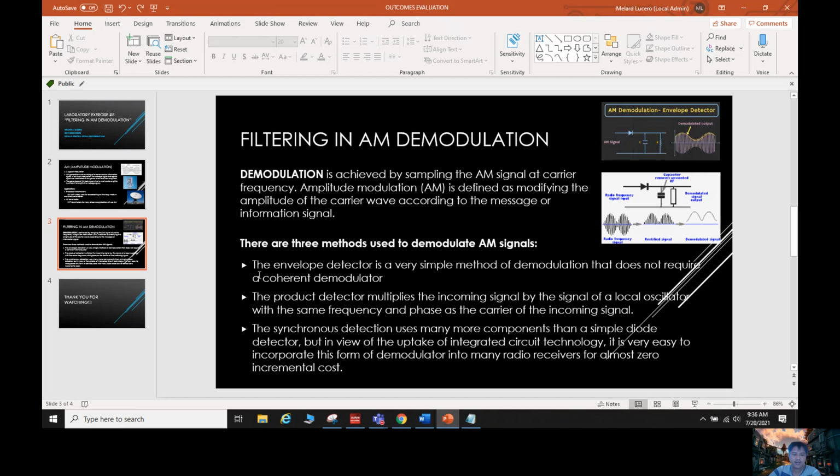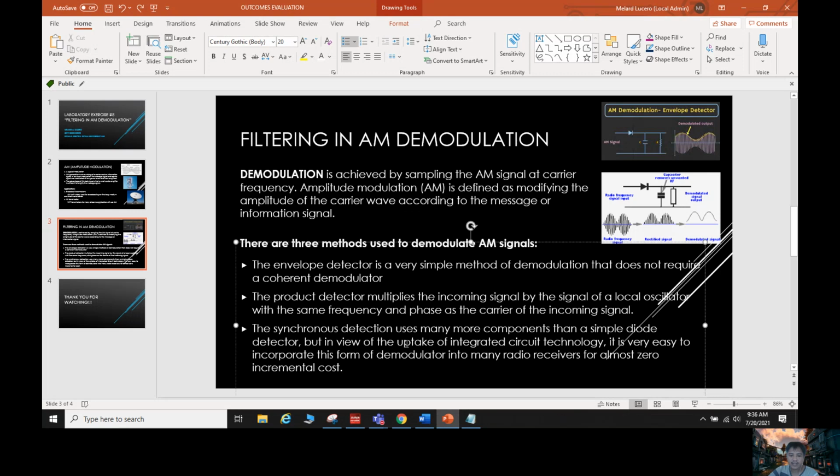So basically, we have three methods used to demodulate AM signals. The first one is the envelope detector. I will not explain it in detail, but I'll just give the basic explanation. The envelope detector is a very simple method of demodulation that does not require a coherent demodulator. The second method is the product detector. This multiplies the incoming signal by the signal of a local oscillator with the same frequency and phase as the carrier of the incoming signal.